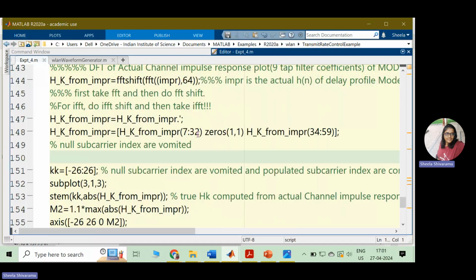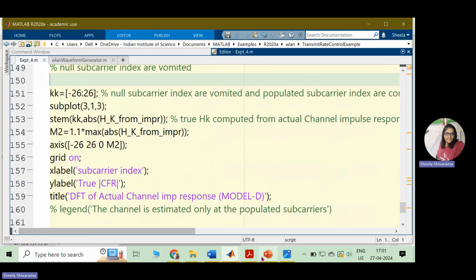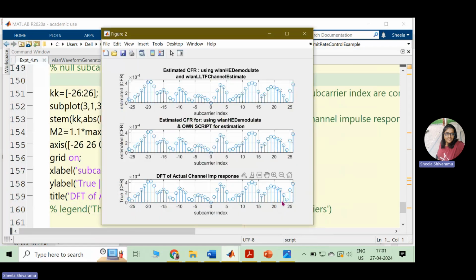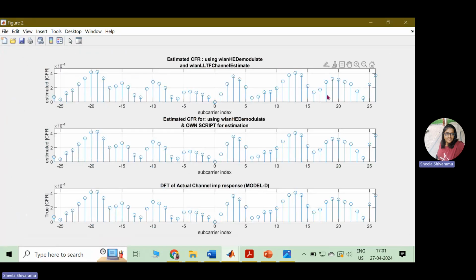Otherwise, if you don't do this, there is a mismatch, and you have to take a 64-point FFT. So therefore, I'm neglecting the first 6, last 5, and I'm setting a 0 in between, and I'm just comparing this. So this is the DFT of the actual channel impulse response. That is the third plot. I have made use of subplots so that it is easy for comparison.